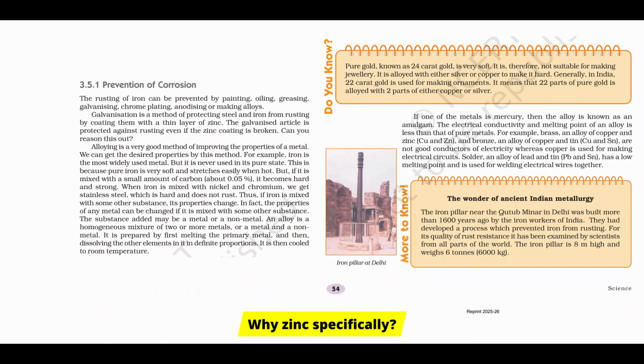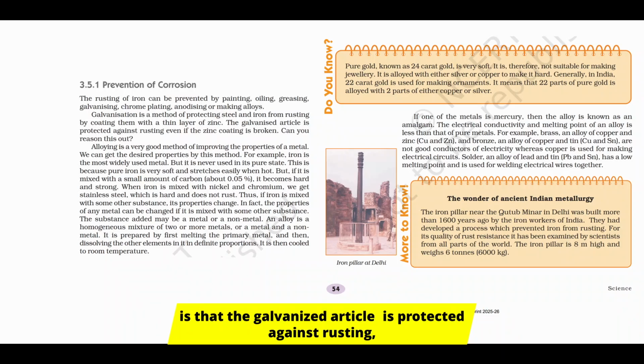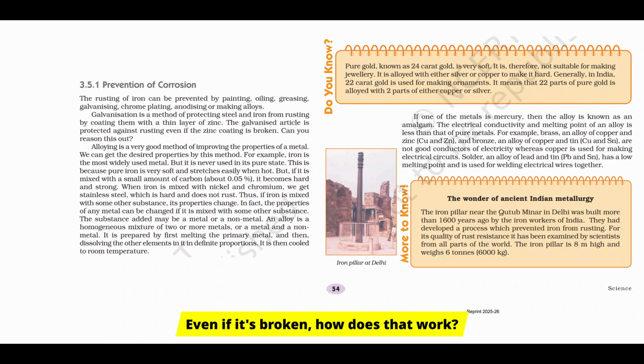Why zinc specifically? That's the clever part. The key advantage of galvanization, and this is a concept frequently tested, is that the galvanized article is protected against rusting even if the zinc coating gets scratched or broken. Even if it's broken. How does that work?